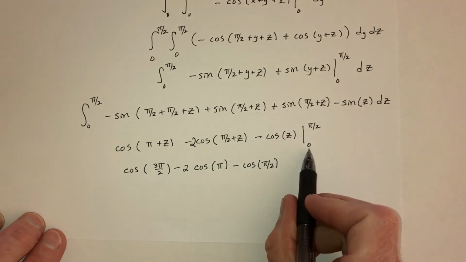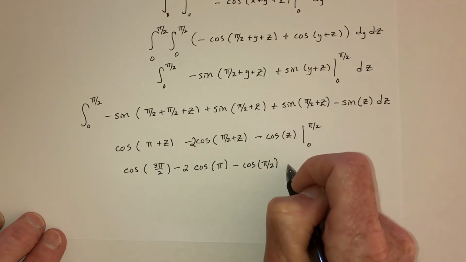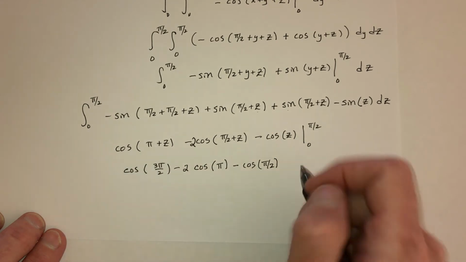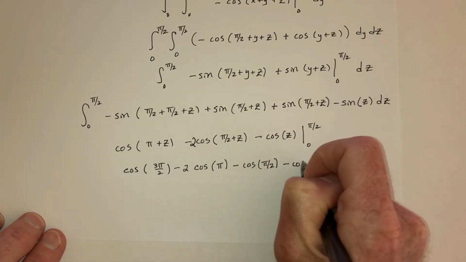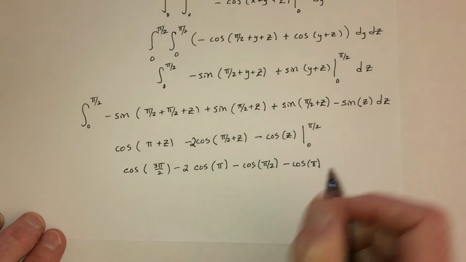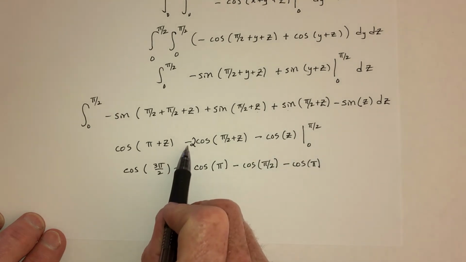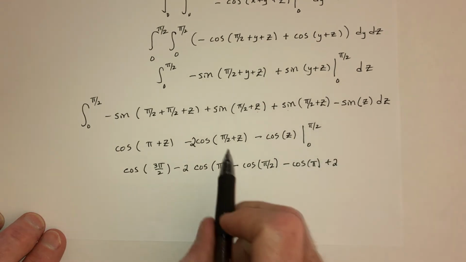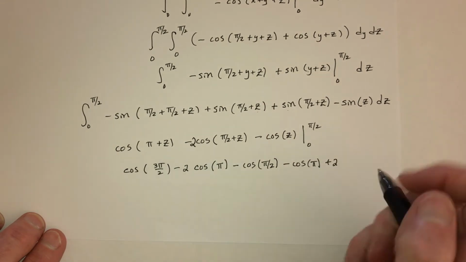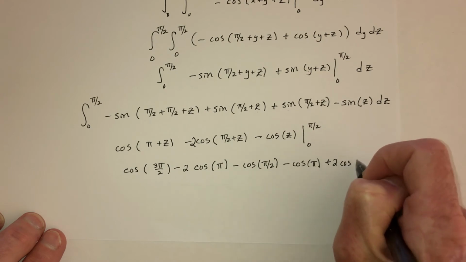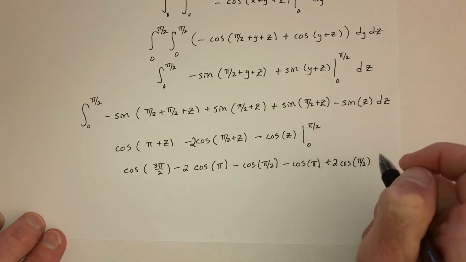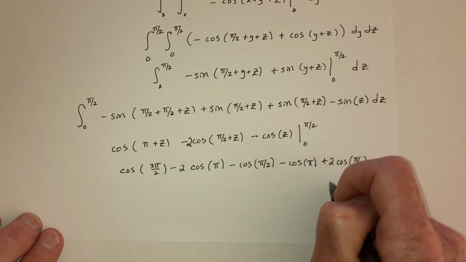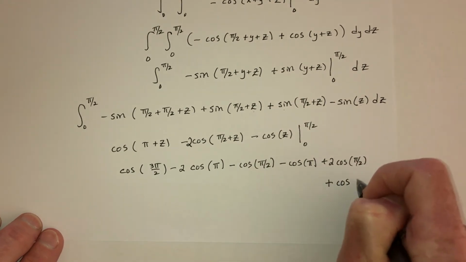And now use the 0. So then minus this with a 0 right there. So that means minus cosine of pi. And then minus this one, which is actually going to make it plus 2. And since the z is 0, it's going to be cosine of pi over 2. And then finally, minus this one, which means plus cosine of 0.